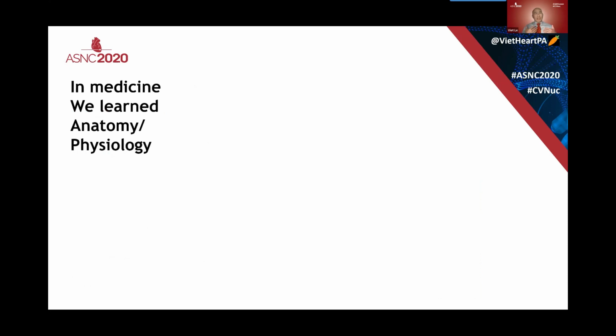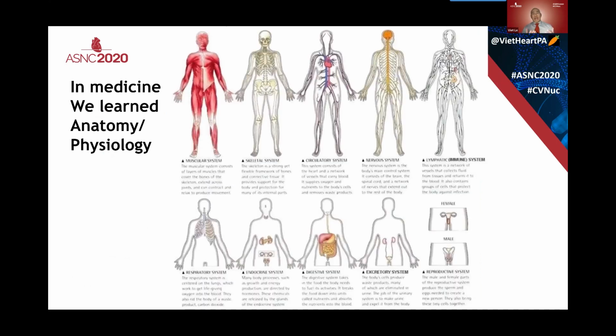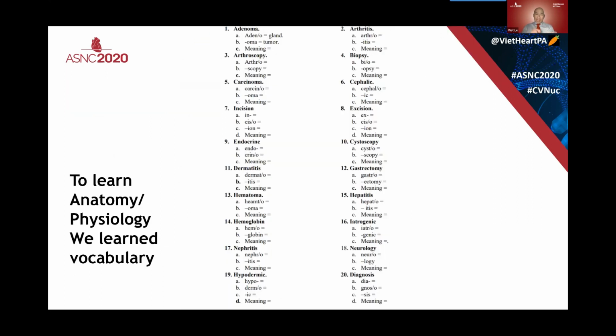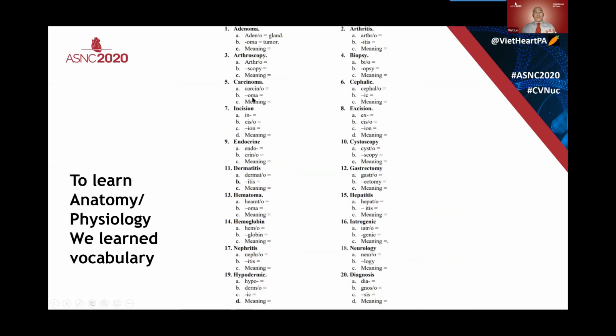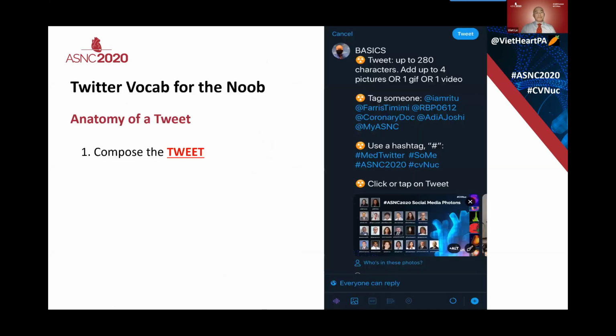So let me make a case here of why it's so important to learn vocabulary. In medicine, we learned anatomy and physiology, but in order to do so, you actually had to learn the vocabulary first. You can't quite get to here unless you have the background in order to put the structure in. I often think of it like a house. If you start buying expensive furniture before you even have the foundation set, good luck when a storm comes. All right, so an anatomy of the tweet.